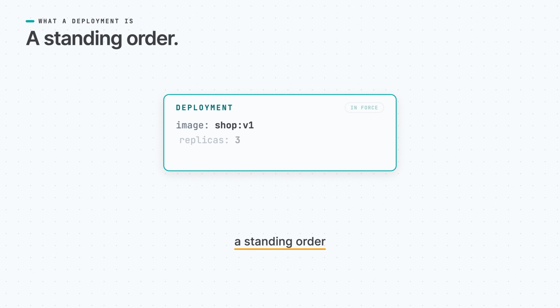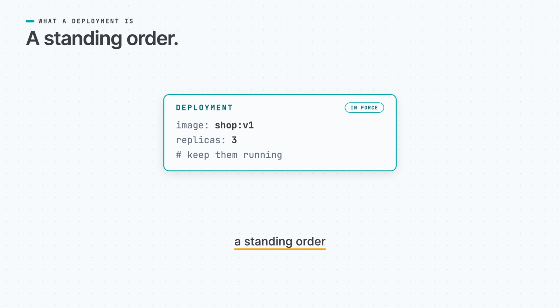You wrote a standing order. That is really what a deployment is, a short document that says keep 3 copies of version 1 of my shop running. You state it once, it stays in force until you change it.